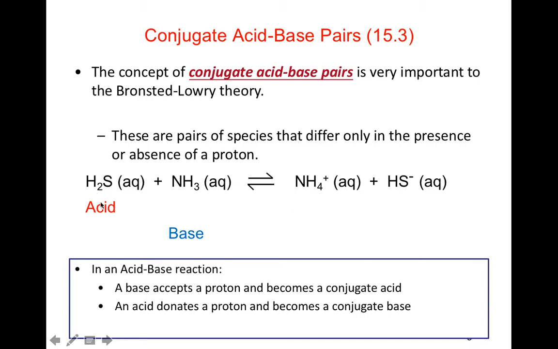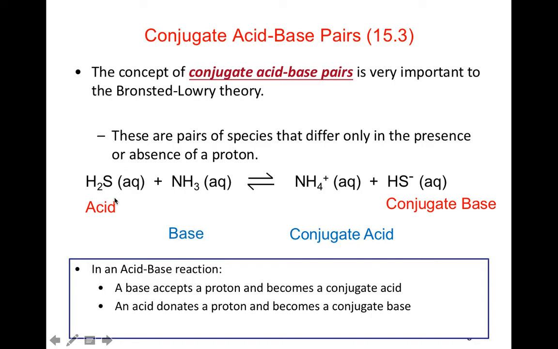And so if H2S is an acid, then its conjugate base is HS minus. And the reason we call it the conjugate base, if we imagine running this reaction backwards, right? So if these were the reactants and these were my products, then this HS minus is accepting a proton from the NH4 plus. So if the reaction runs in the reverse direction, it would be acting like a base. So we call it the conjugate base of H2S. And so that means that the ammonium is the conjugate acid of the NH3.